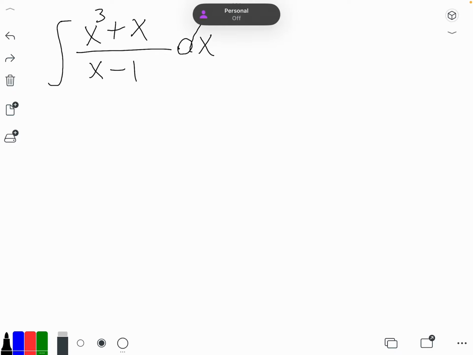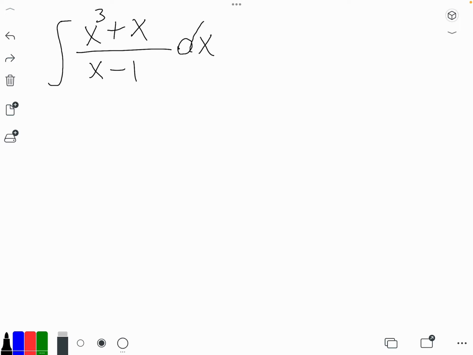Hello. So here we have an integral of x cubed plus x, all divided by x minus 1 dx. Now, since the degree of the numerator is greater than the degree of the denominator, we're going to have to divide first, and typically this is taught using, well, long division. I say screw using long division.